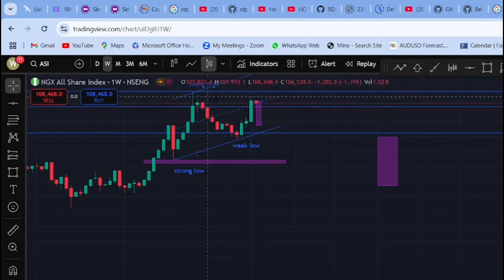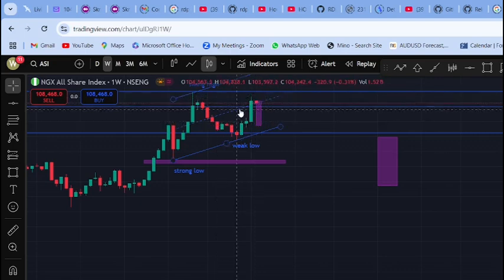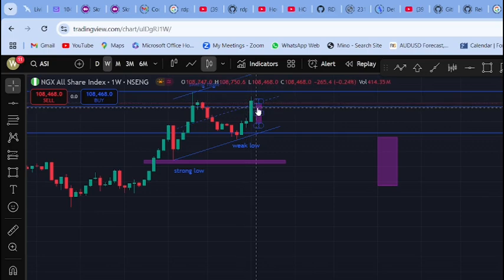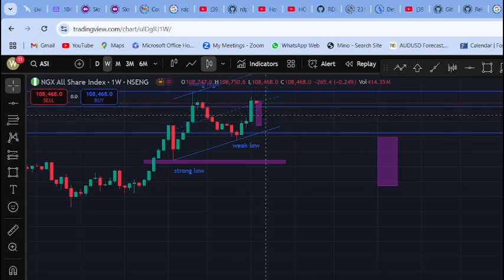But as it is now, it's not a double top, because this top is not a double top. This particular candle can keep going up, even if this week candle ends up being a bearish candle. Then we need to still consider what kind of bearish candle, how strong are the bears.